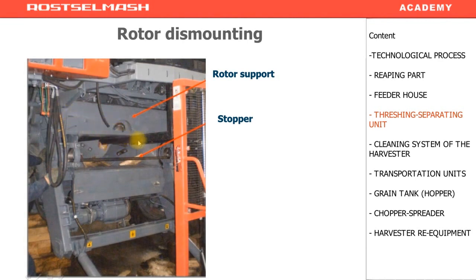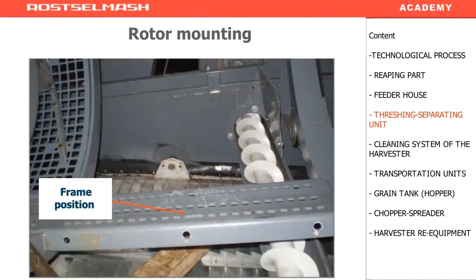For this procedure, use special weightlifting mechanisms. When mounting the rotor, take into consideration the position of the concave's frame, and it's important that this part is located below. This way, it will be easier to push the rotor inside. If you leave the window in the lower part of the concave, it will be much more difficult to push the rotor back inside.